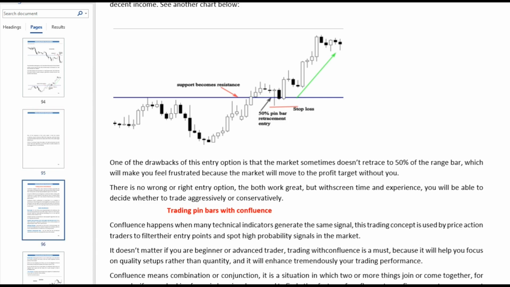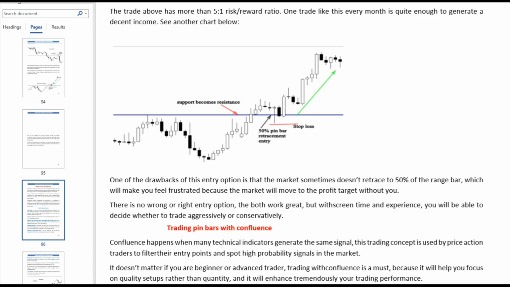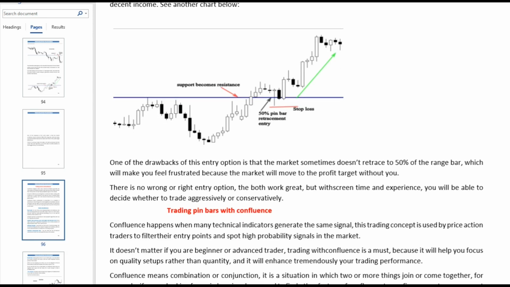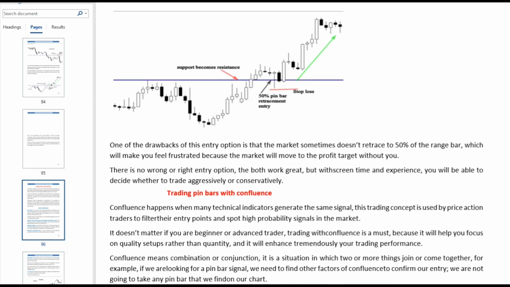Trading pin bars with confluence. Confluence happens when many technical indicators generate the same signal. This trading concept is used by price action traders to spot high probability signals in the market. It doesn't matter if you are beginner or advanced trader, trading with confluence is a must, because it will help you focus on quality setups rather than quantity, and it will enhance tremendously your trading performance.